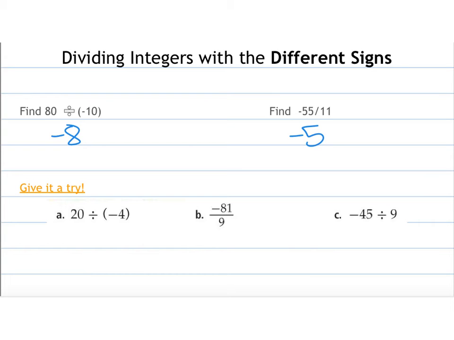Pause here, try these next three on your own, and then come back and check. 20 divided by negative 4. 20 divided by 4 is 5. A positive divided by a negative is a negative.